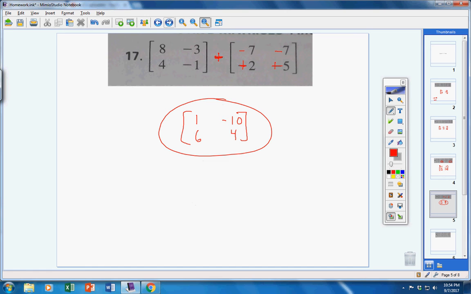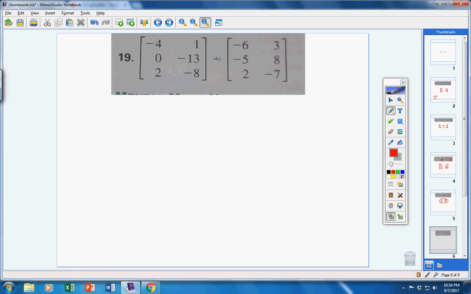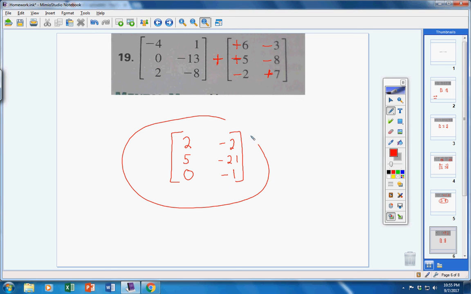Lastly, number 19. I'm going to make this a positive. Go through and change all my signs over here. And here we go. I have a 3 by 2 plus a 3 by 2. So here we go. Negative 4 and a positive 6, that's a positive 2. Positive 1, negative 3, that's negative 2. 0 and a positive 5 is a positive 5. Negative 13 and a negative 8, that's a negative 21. A 2 and a negative 2, they cancel out, leaving you with 0. Negative 8, positive 7, that's negative 1. Okay? There we go. That's it, students.